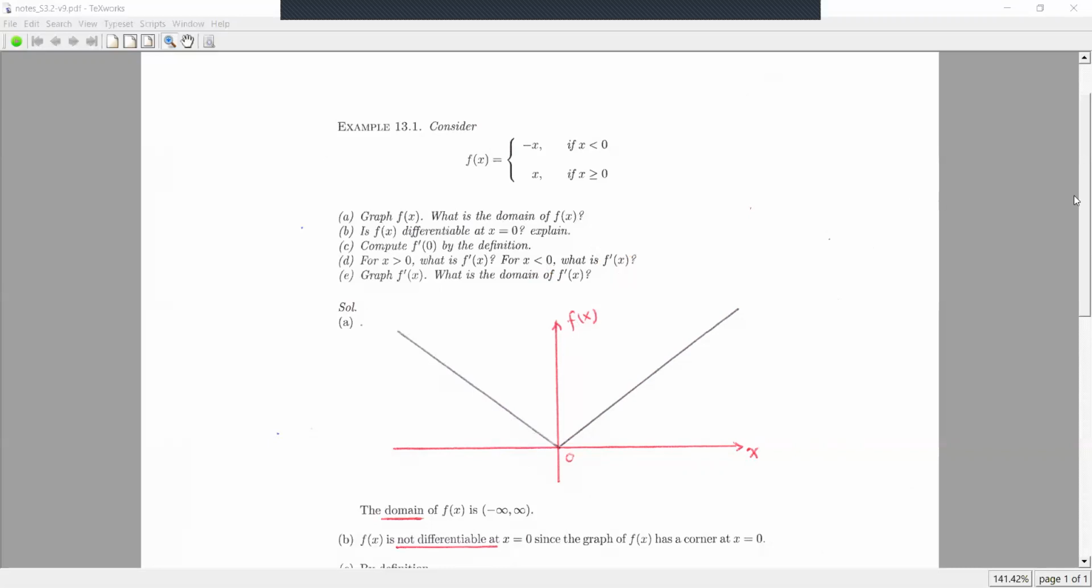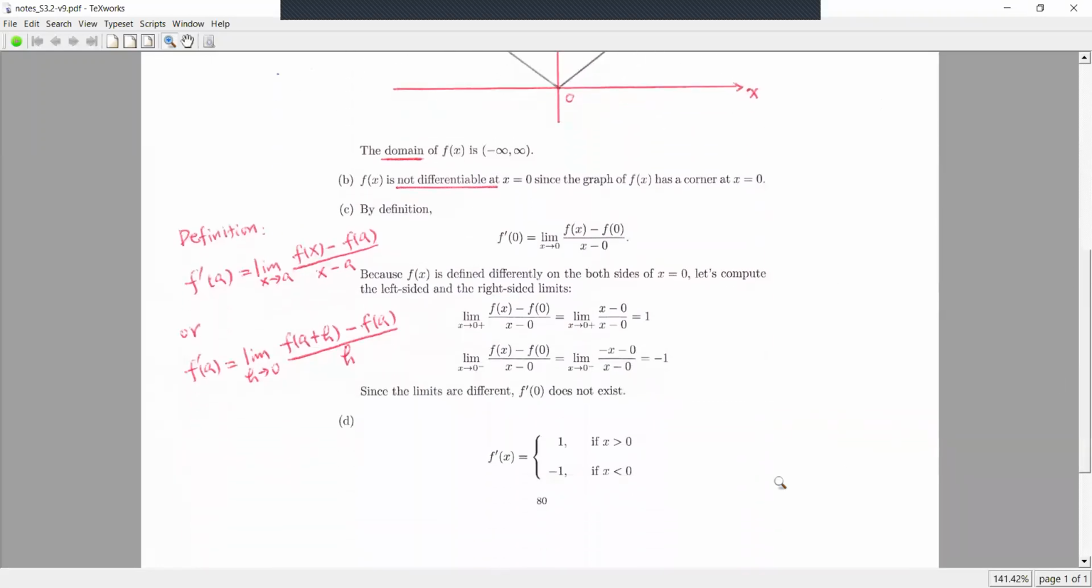We can summarize this result here. Derivative at x is positive 1 if x is greater than 0. Derivative at x is -1 if x is less than 0.